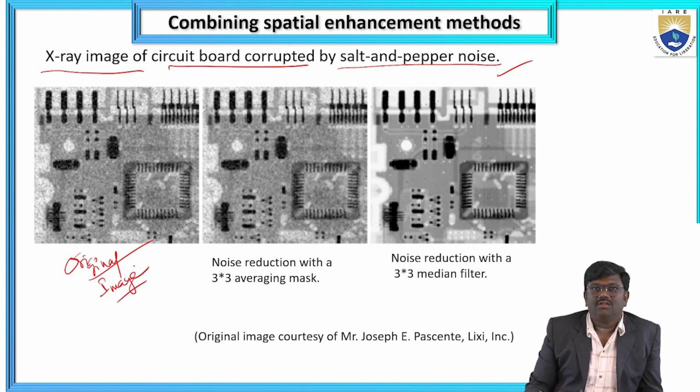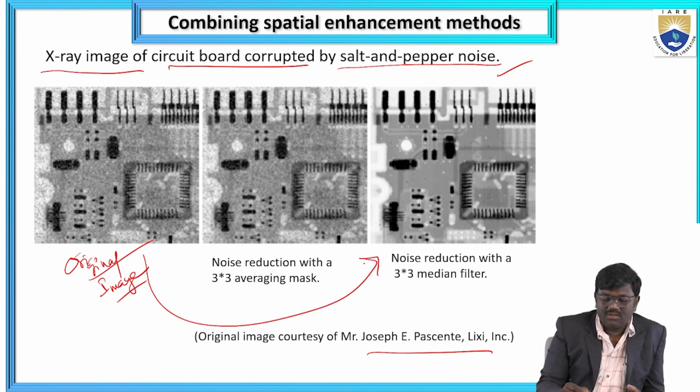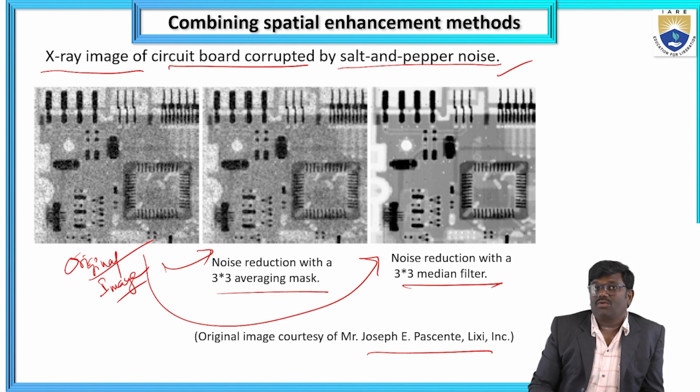For such an image, we have noise reduction with a 3 by 3 averaging mask, and noise reduction with a 3 by 3 median filter. We can understand this from the original image, which we copied from one of the references. With such a noisy image, we can concentrate more on the required filtering process. Comparing this to this, and this to this, you can see how the averaging mask and median filter work. Which one gives more clarity in the image processing?